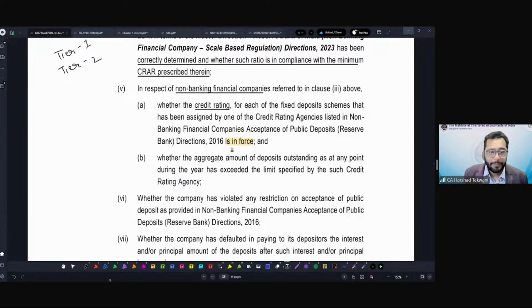That credit rating. Okay. And in the same way, these credit ratings specify the credit limit also. So with the credit rating, you are assigned a limit, basically, like what is the limit of your accepting fixed deposits. So at any point in time, have you exceeded that limit? So the aggregate amount of deposit outstanding has exceeded that limit or not, which is specified by that credit rating agency.